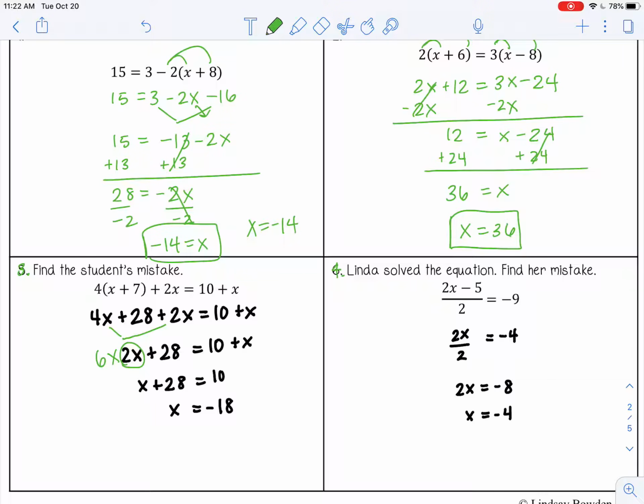So that's the mistake. On number 4, it looks like they got rid of the negative 5 before they got rid of the 2. So we know we should do this. We know we need to multiply by 2 first, and then we can proceed. We can't get rid of anything here before we get rid of that divided by 2.